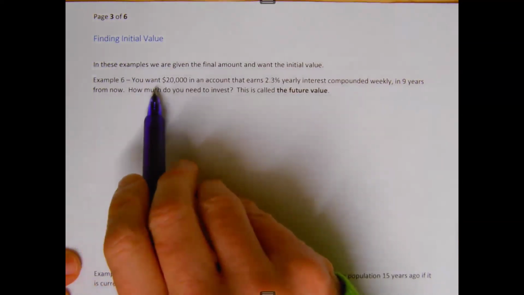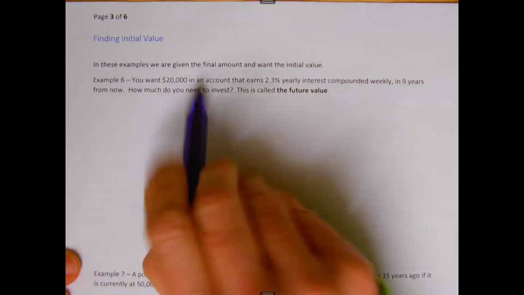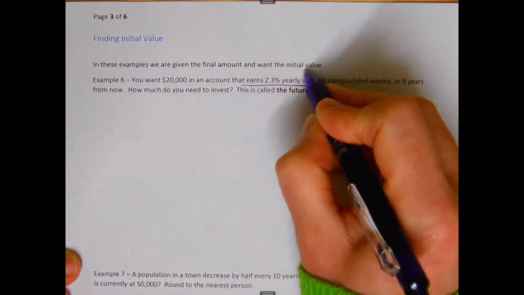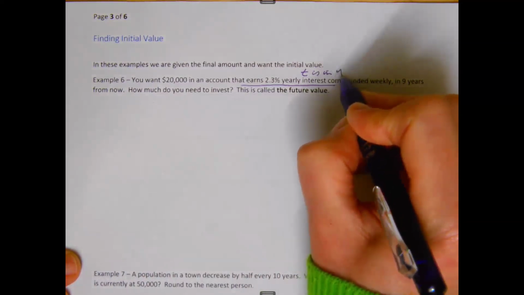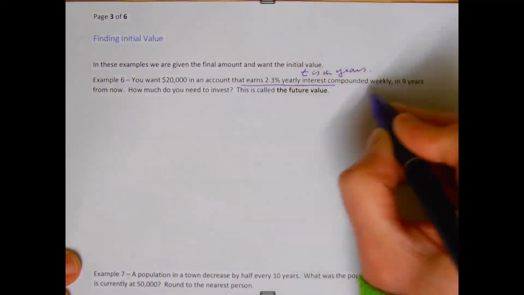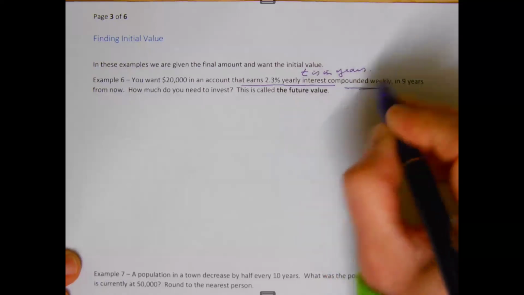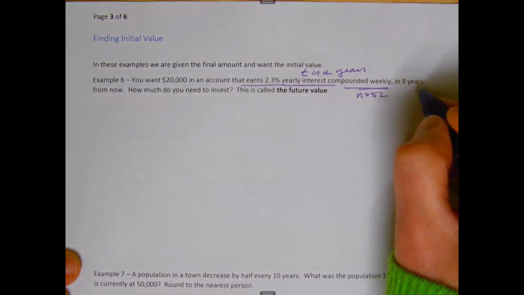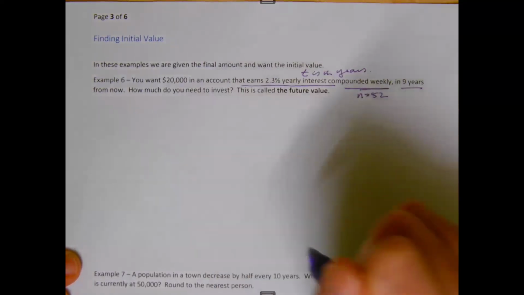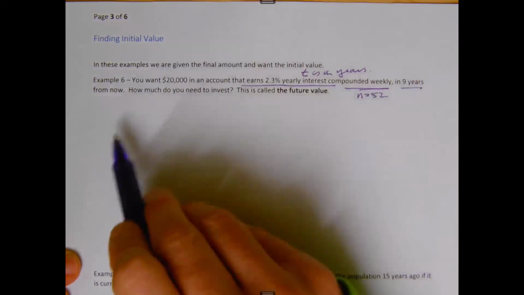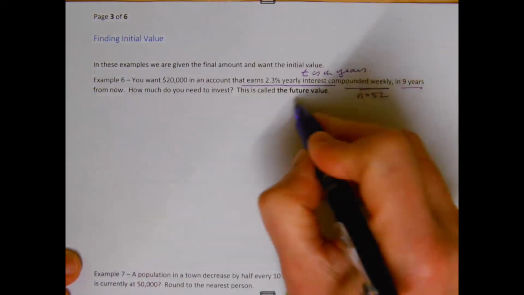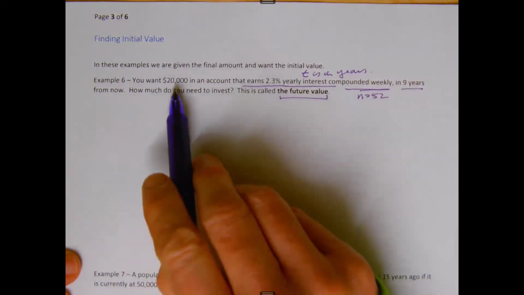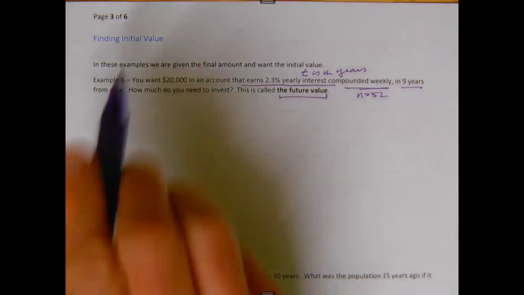You want $20,000 in an account that earns 2.3% yearly interest. So that means that t is in years. Compounded weekly. It's a yearly interest compounded weekly, so n is 52. You want $20,000 in 9 years. How much do you need to invest 9 years from now? And again, this is called the future value, meaning that's what I want. What should I do now?